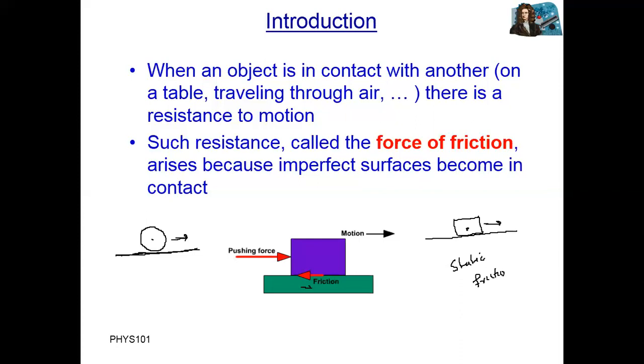Static means rest. When a body is moving on the surface of another body, for example, with some acceleration, the surfaces produce friction. That friction is called kinetic friction. Kinetic means motion. Kinetic friction.